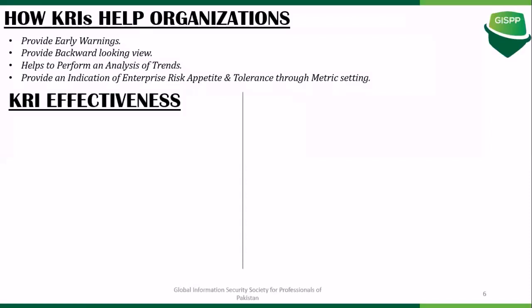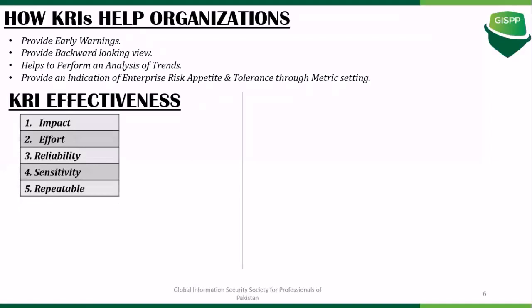So what are the areas that need to be considered to determine the effectiveness of KRIs? There are five factors. First thing is the impact. Any indicator that is going to tell you about high business impact has a higher likelihood of being selected as a KRI. The second thing is the effort.